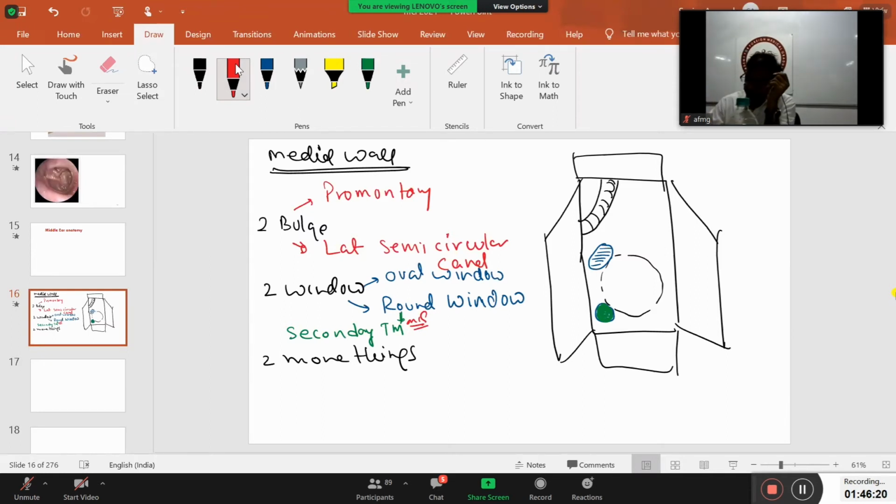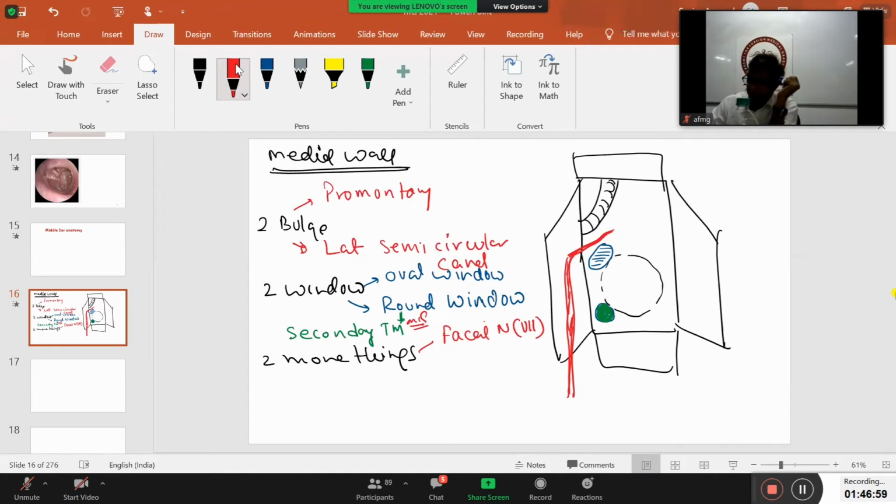2 more things. One is facial nerve. 7th nerve. Where is 7th nerve? It is just above the promontory. So if I draw the 7th nerve like this, and then it goes down and goes out of the ear. This is your 7th nerve. So as you can see, your 7th nerve is present on the medial wall of the middle ear, but it goes to the posterior wall also, and then it goes down. We'll discuss the posterior wall and the 7th nerve again.